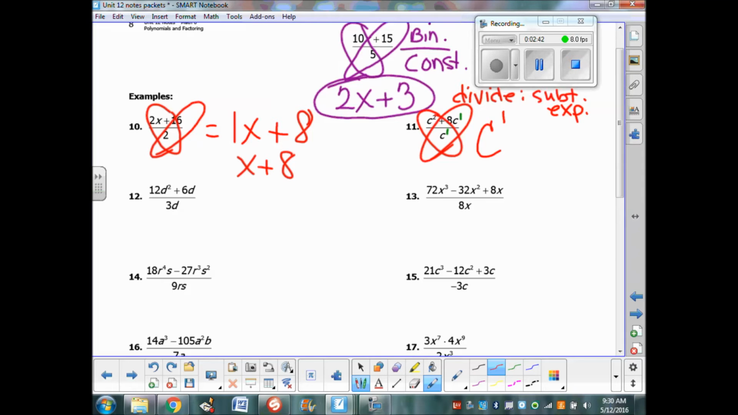Now I've got to do the other piece. The 8c to the first divided by c to the first. C to the first divided by c to the first. What happens with those c's? They cancel out, okay? Which would be c to the 0, but anything to the 0 power is 1. So we're just left with a plain old 8. The c's divided each other out. We're just left with a plain old 8. You could also just write your answer as c plus 8.